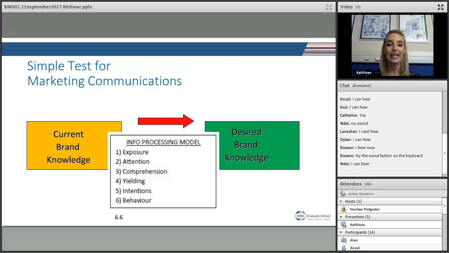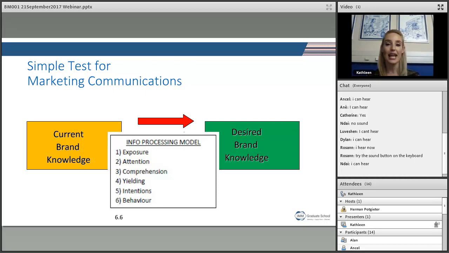Then I'm going to get their attention, and hopefully they will comprehend what I am saying or what I'm telling them about my brand. This would then move us to the second level when we are building brand equity, where we have established awareness or salience, and we are now at comprehension, establishing meaning. Once customers understand what my brand is about, I can then move on to yielding.